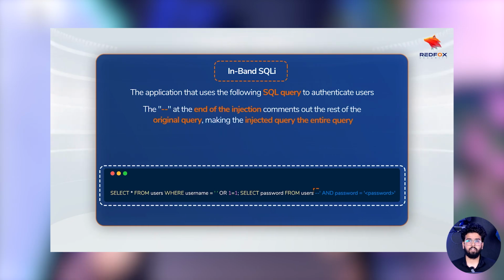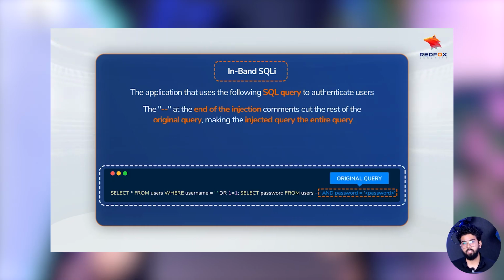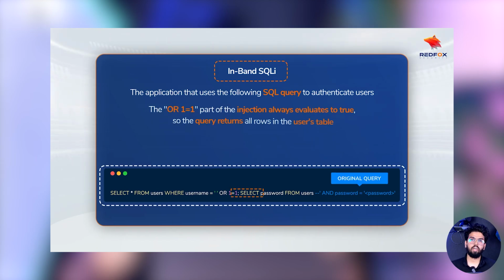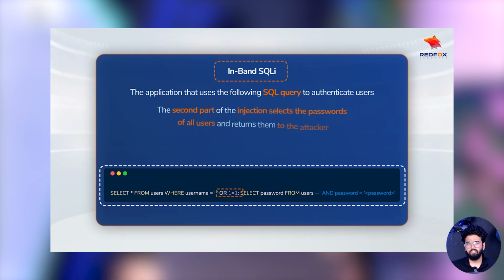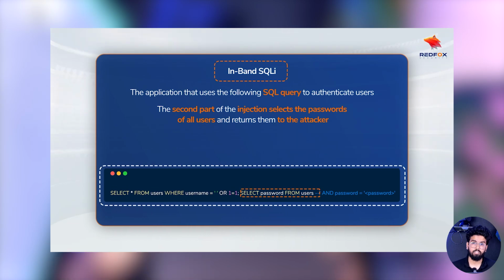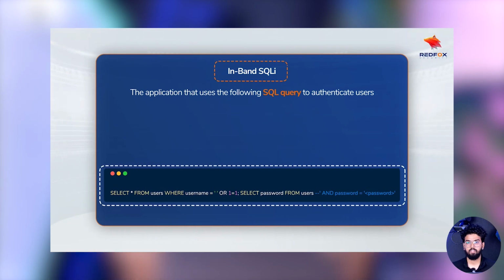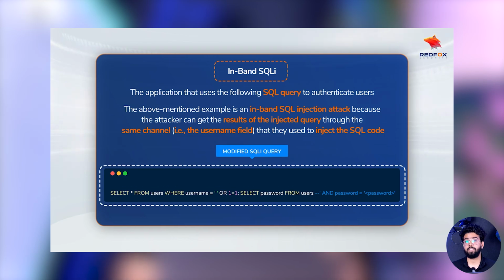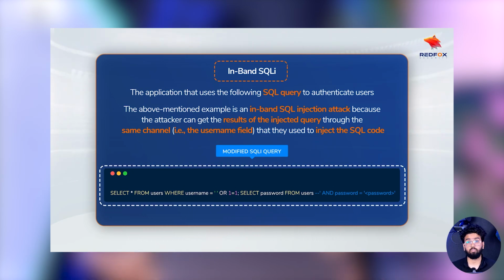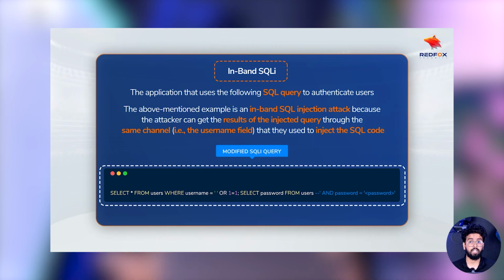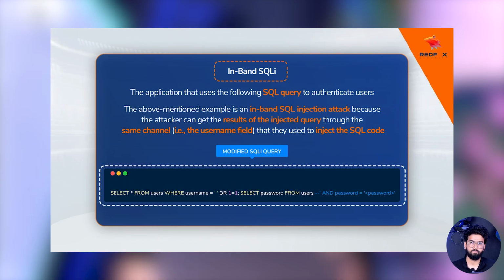A dash dash at the end of the injection comments out the rest of the original query, making the injected query the entire query. The OR 1 equals 1 part of the injection always evaluates to true, so the query returns all the rows in the users table. The second part of the injection selects the passwords of all users and returns them to the attacker. The above-mentioned example is an in-band SQL injection attack because the attacker can get the results of the injected query through the same channel, that is the username field that they used to inject the SQL code.